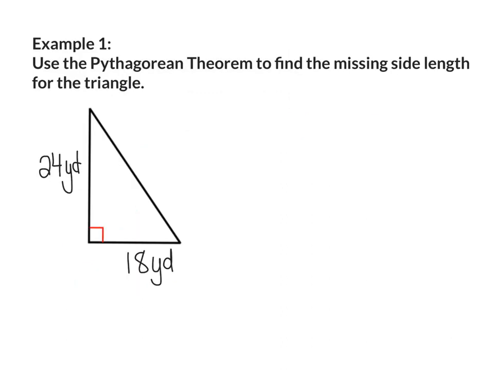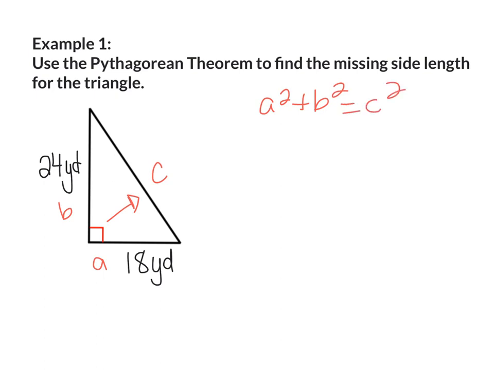Example 1. Use the Pythagorean theorem to find the missing side length for the triangle. So the first thing I'm going to do is start off by labeling my triangle. Across from the right angle is always a hypotenuse, which is the letter C. The other two sides are A and B. So the smaller side, which is 18, is A, and 24 is B. So the formula for the Pythagorean theorem is a squared plus b squared equals c squared.